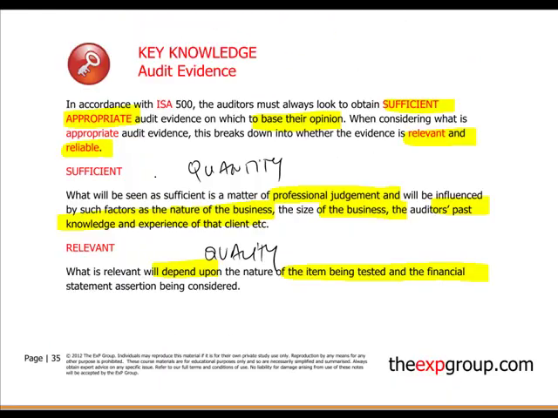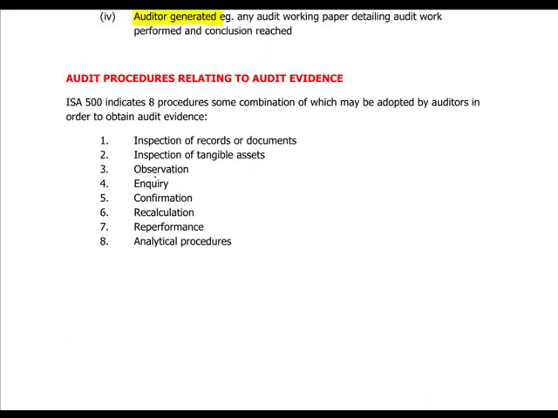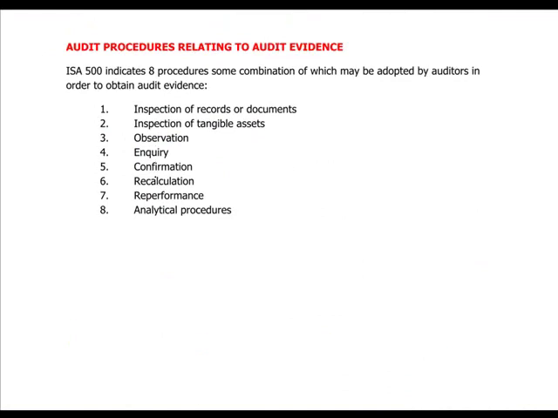Now, what kind of procedures can the auditor use to produce audit evidence? ISA 500 Audit Evidence indicates eight procedures, and combinations of those, which may be adopted by the auditors in order to obtain audit evidence. It is inspection of records and documents. Start looking at documents, inspecting a pile of invoices, a selection of invoices, to make sure that all the invoices that were issued are also recorded. Mainly that would be on the other side. All the invoices that were received by the company were recorded, for example, or all the contracts.